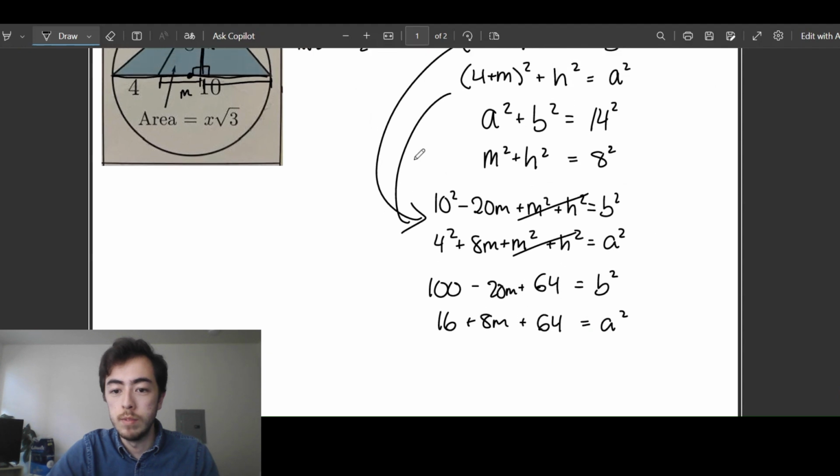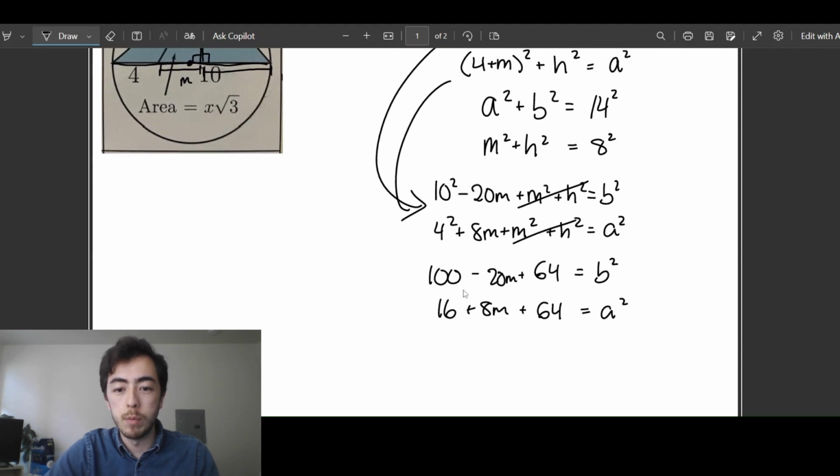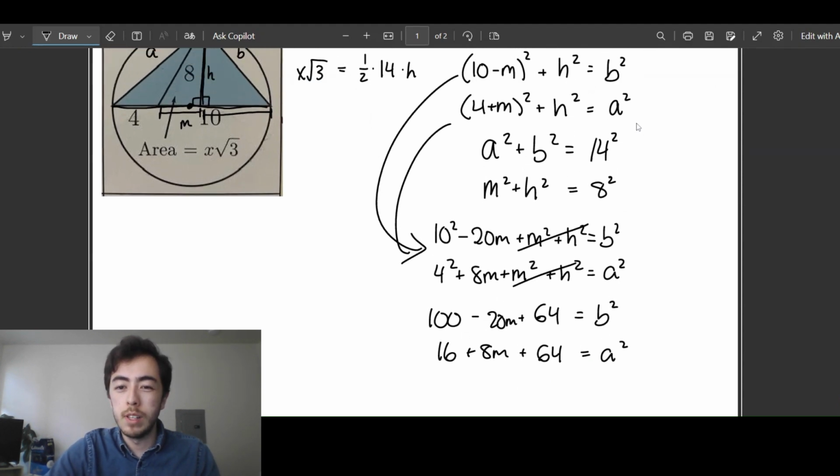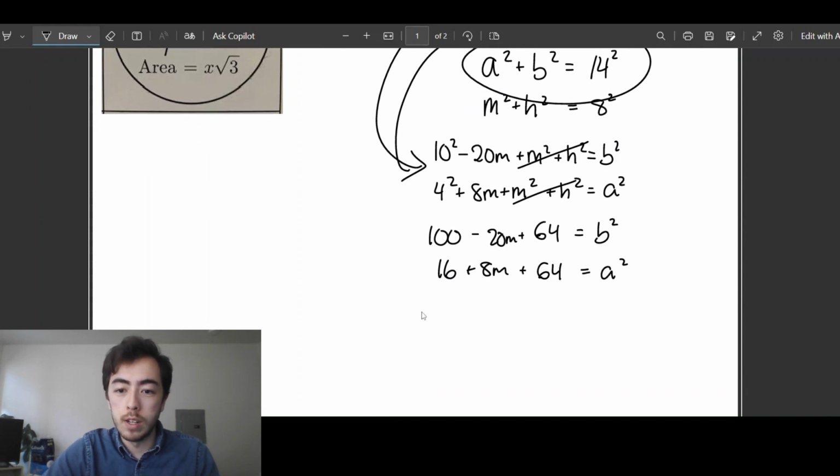There we go. And I know I could condense these a bit more, but I'm feeling like I want to shove them both in this equation now, where a squared is just the same as 64 plus 16 plus 8m, and then b squared is the same thing as 100 minus 20m plus 64. And then all of that equals 196.